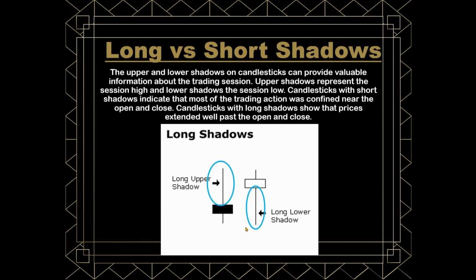If I see a bunch of upper shadows at a resistance level, that's telling me there's a seller up there, an iceberg order. If I see a bunch of long shadows at a support level, that's telling me there's a buyer there, and prices keep coming down, hitting that buyer, and coming right back up.